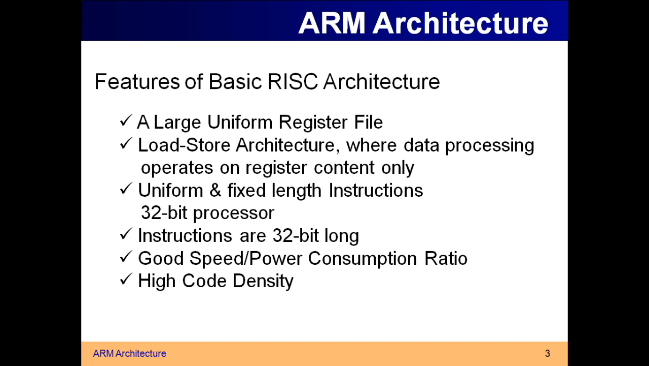Then it is having good speed to power consumption ratio. That means the power consumed by the controller, or the processor, will be very less. Using a very little amount of power, it can do higher operations, more operations. Then high code density. What do you mean by high code density? It means, in a unit area, how much data you can fill, that is known as density. So here high code density means in a particular area you can write a code, but by writing a single line of code you will be able to do multiple operations.